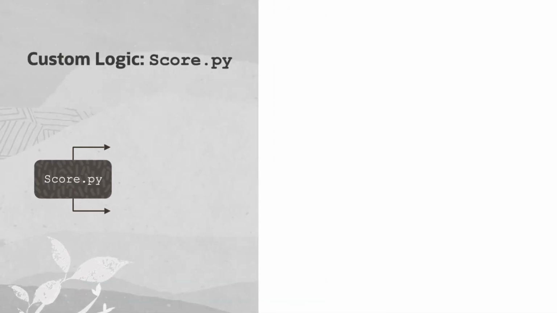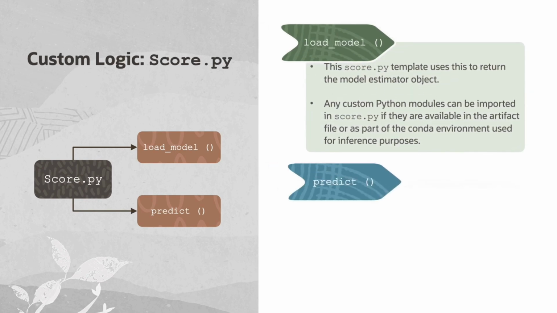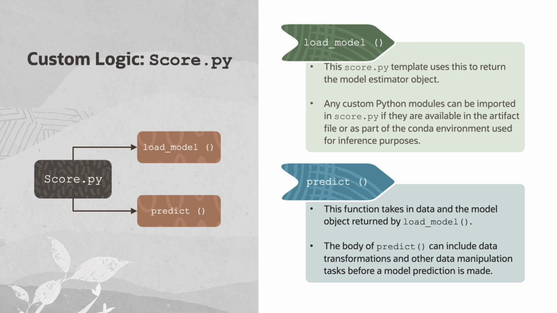Score.py contains two functions. The function parameters associated are customizable. You can define other helper functions in score.py that are invoked in predict. For example, you could define a data transformation function that defines custom transformations. We have provided various model catalog examples and templates, including the score.py files, in the GitHub repo.